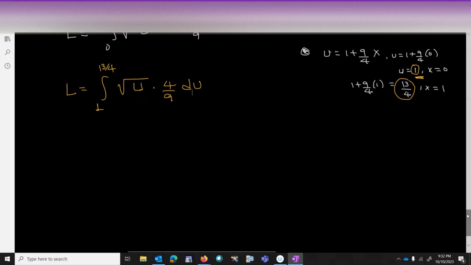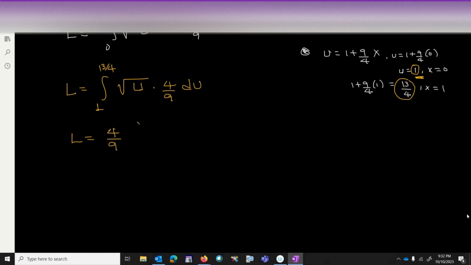Now after that, this is getting quite simple. I can take out the 4 over 9 outside, 4 over 9 times the integral from 1 to 13 over 4 of u to the power of 1 over 2 du. So still 4 over 9 is outside, times u to the power of half.